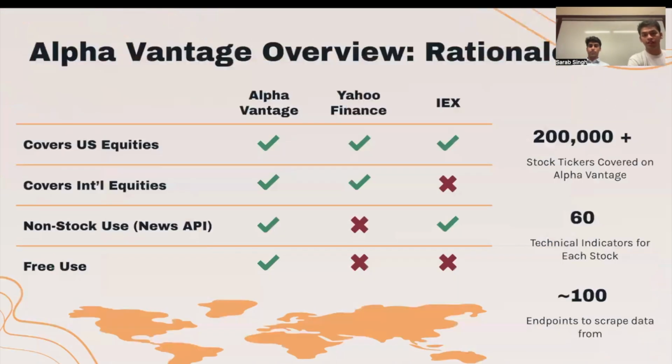A few reasons why we chose AlphaVantage again. It covers US equities, covers international equities. It has non-stock uses such as news, as well as it's free, whereas Yahoo Finance and IEX do not have some of these features. There's over 200,000 tickers covered, as well as 60 individual technical indicators for each stock, making this ideal for our project.